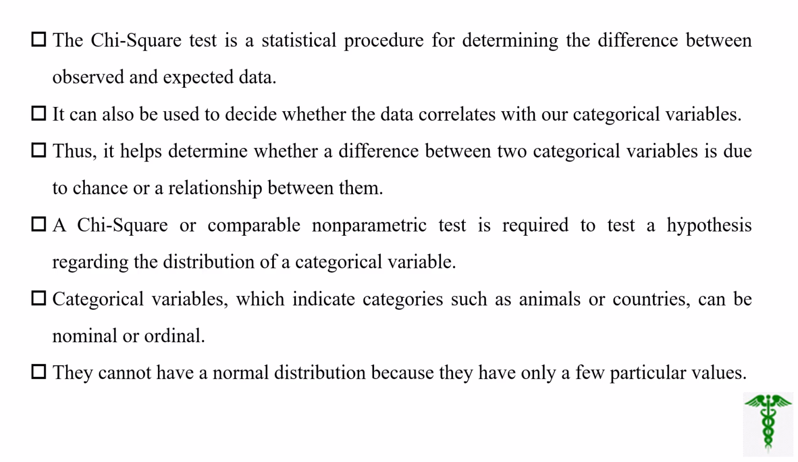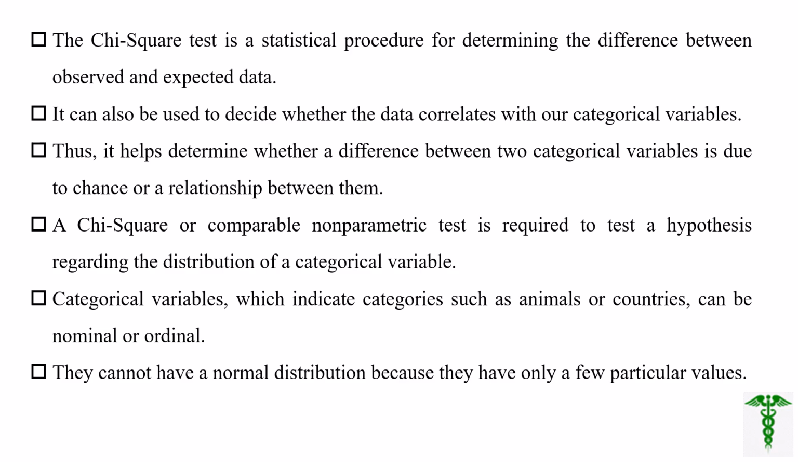Comparing observed and expected data, we can find out any difference. For that purpose we mainly use the chi-square test. It can also be used to decide whether data correlates, and it helps you find the difference between two categorical variables.